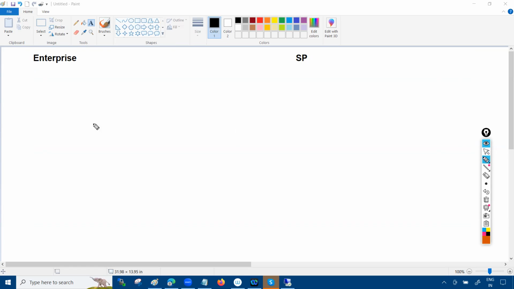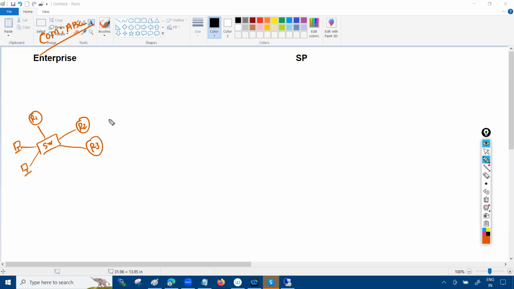Let's take an example. I have a company ABC, and the company ABC has multiple branch offices. You can assume there are two or three branch offices in different locations. Say this is a PC, and this is another PC, connected to the switch network. The switch is going to connect with router number 1, and the switch also connects with router number 2 and router 3.